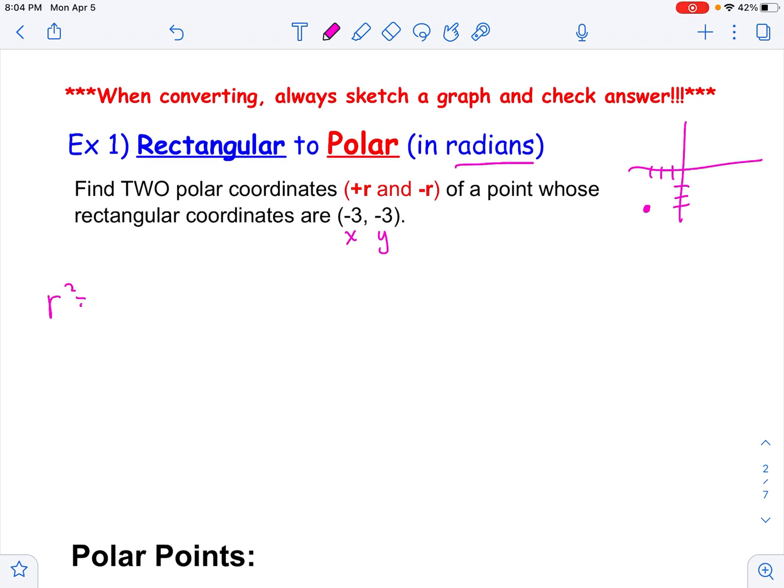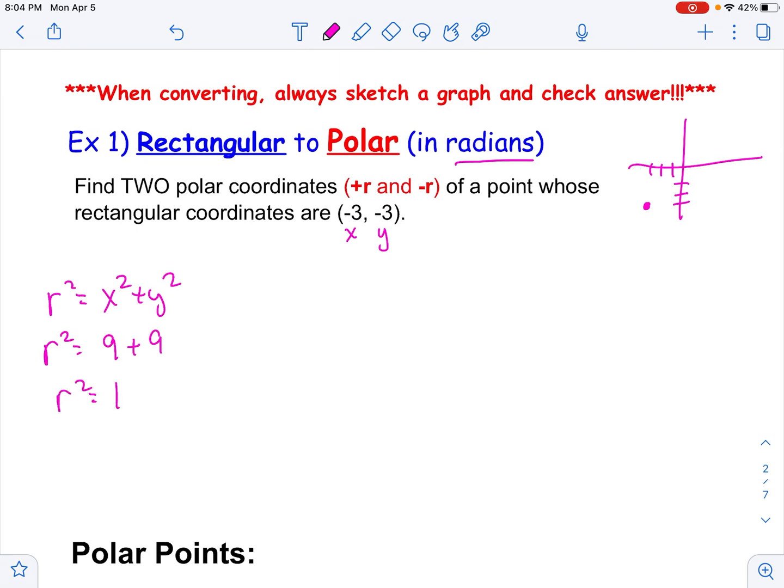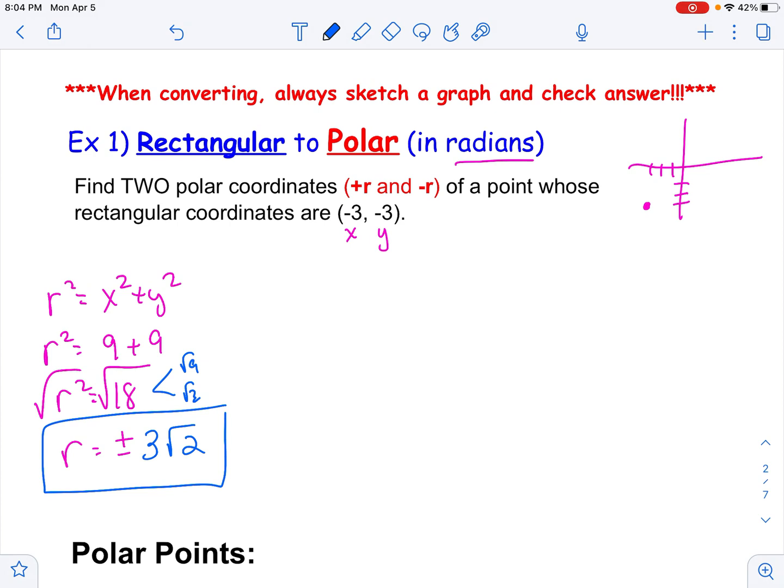That's the easy one. I know that r squared is equal to x squared plus y squared. So to find r, I have to do (-3) squared, which is 9, plus (-3) squared, which is 9. So I know r squared is 18, and if I root both sides, I get r equals plus or minus. We have to break down that square root. That would break down into 9 and 2, so that would be 3 root 2. So I know my r values can either be positive 3 root 2 or negative 3 root 2.